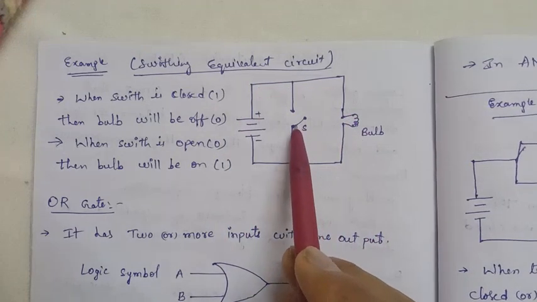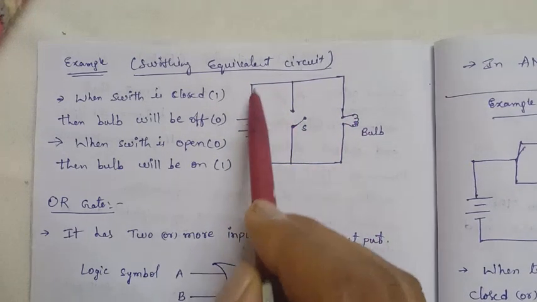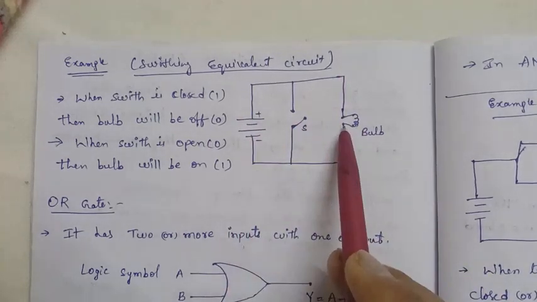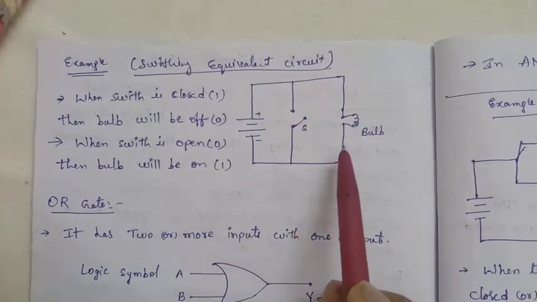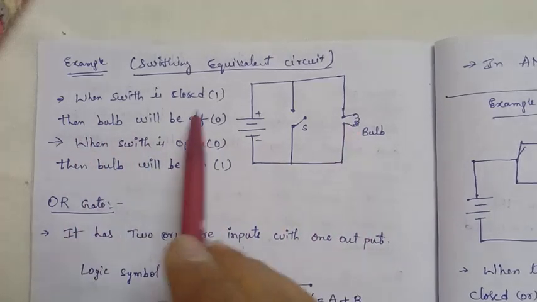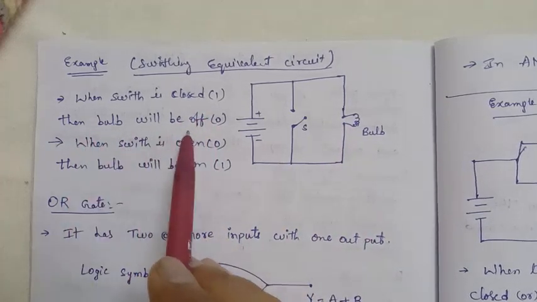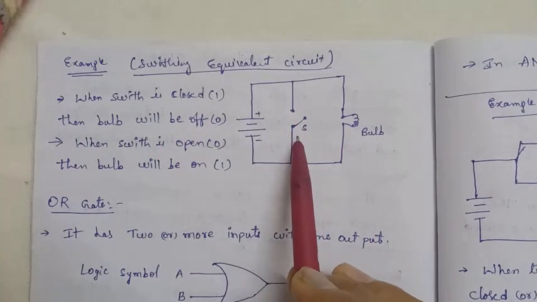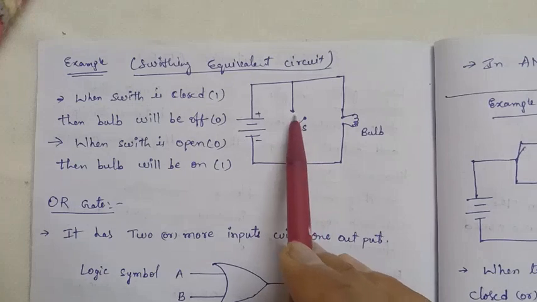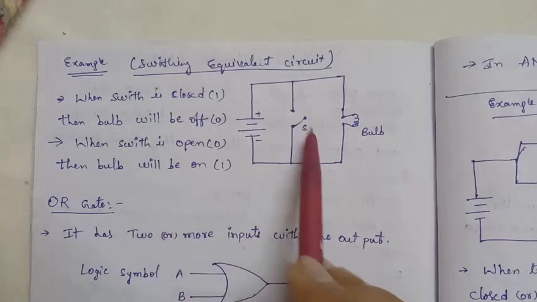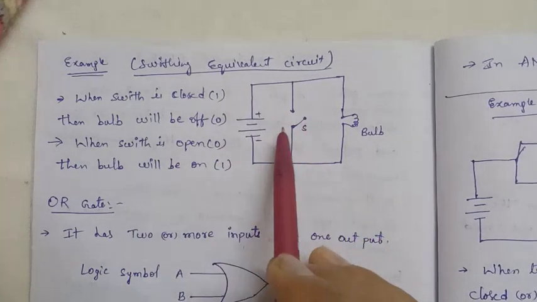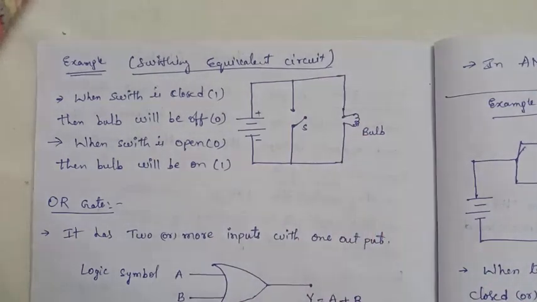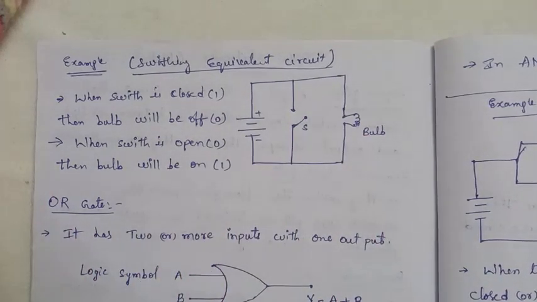So when it is 0, meaning open, then the current will be flowing through like this. Then it will be on. So when the switch is closed, then the bulb will be off. When the switch is closed, it is in short circuit. When the switch is open, then it is not short circuit and the bulb will be on. So this is the switching equivalent circuit for this.